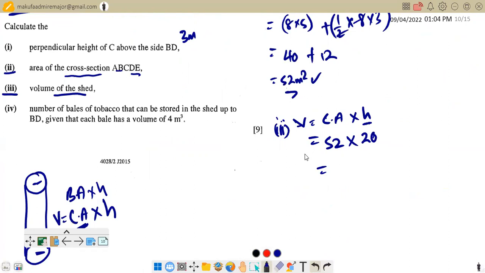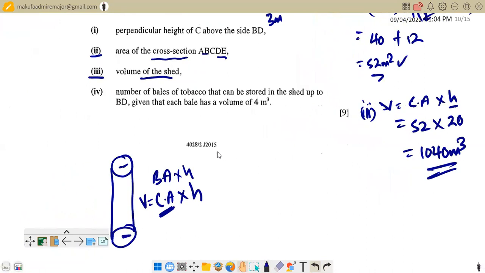So 52 multiplied by 20 is going to give us 1040 cubic meters. This is volume. Just cross-check on your calculators also if we are together, guys, so that we do not go wrong in this case. All right. So that is what we had in this case. So we are just going to leave this part. Then we move on here.